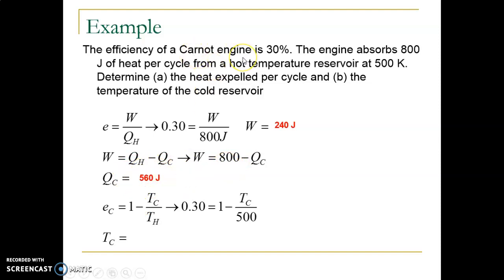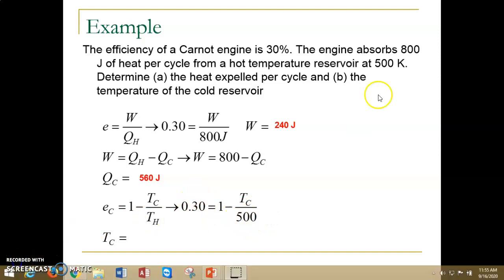It's a Carnot engine. And so we can find the temperature of the cold reservoir using Carnot, because we know efficiency is 30, right? T hot is 500 K, and so we can solve for T cold.